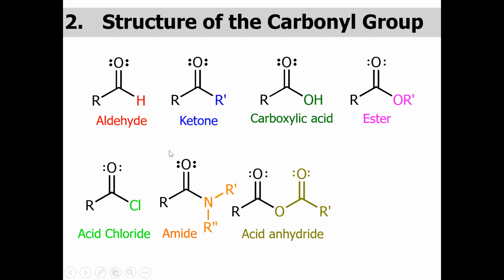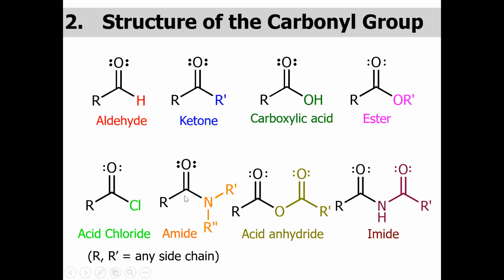Now when two carboxylic acids condense together with the removal of a water molecule, we have another derivative of the carboxylic acid, which is known as an acid anhydride. And in the last, when two amide molecules condense together, they yield an imide. Now we can further categorize these carbonyl compounds into two categories. One is aldehyde and ketone, and the other one is the carboxylic acid. The rest, like ester, acid chloride, amide, acid anhydride, and imide, are carboxylic acid derivatives.